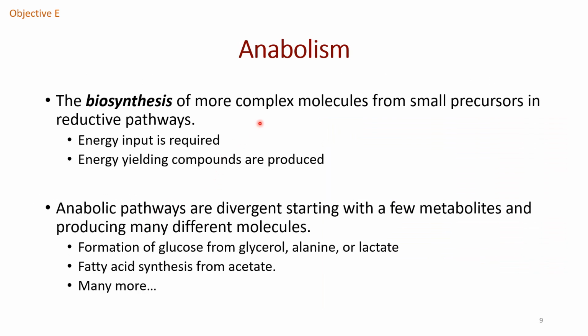If you can tear something down, you can build it up. So anabolism, or anabolic, is going to be the biosynthesis of more complex molecules from smaller precursors in reductive pathways. For catabolism, you're breaking down a molecule and you're oxidizing it. You're pulling the electrons out. For anabolism, you're actually synthesizing or making new molecules, so you're investing the energy, you're investing electrons into that molecule. That's why it's a reductive pathway.